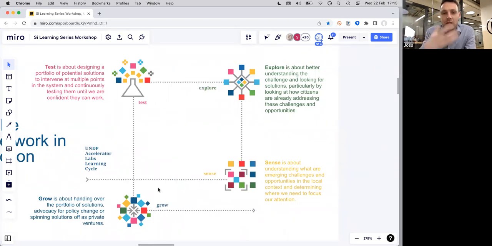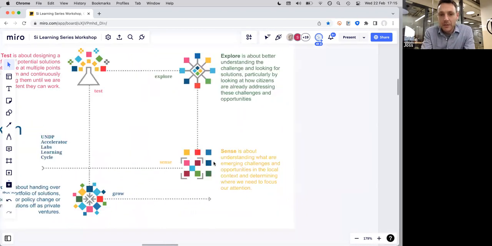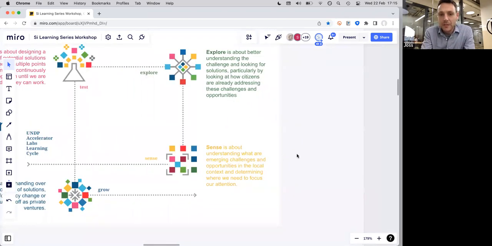And really core to the whole thing is about learning what there is and the nature of the challenge that people face locally, and how they may best address that and what's going on. So it starts here. The learning cycle. We can see here the first one is around sensing. It's about understanding what are emerging challenges and opportunities in the local context and determining where we need to focus our attention.